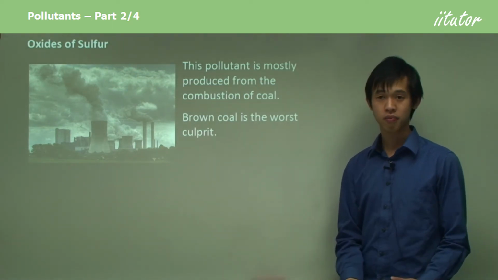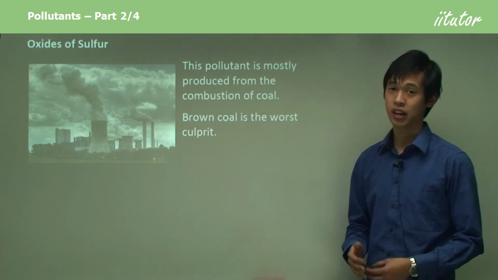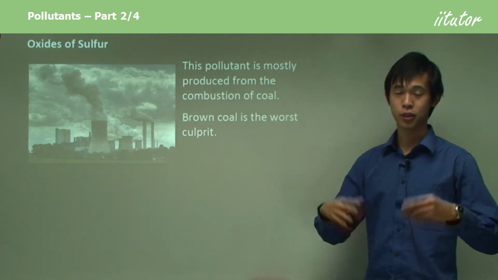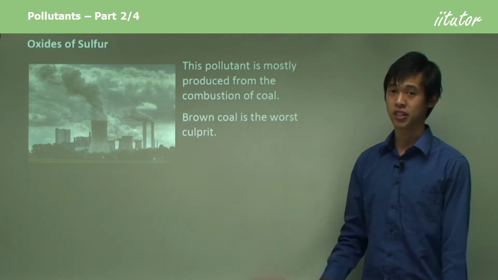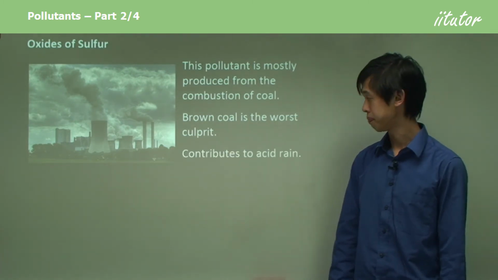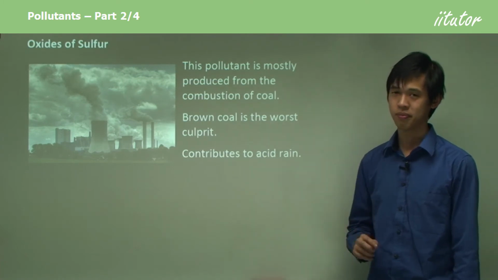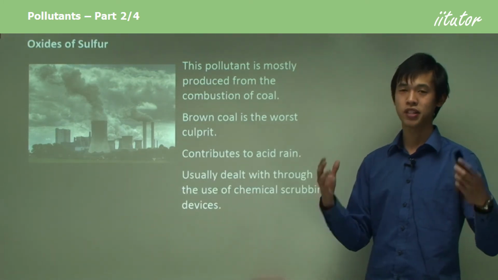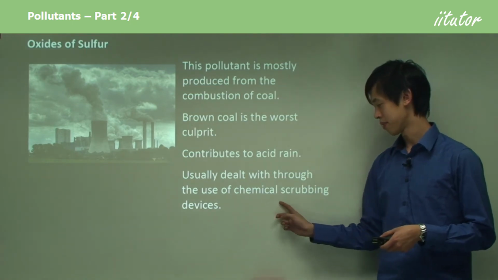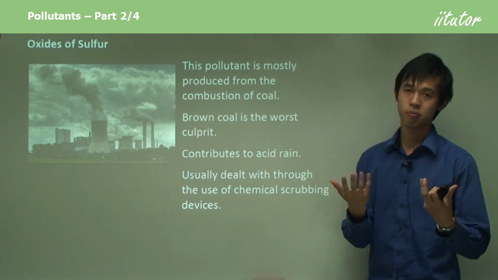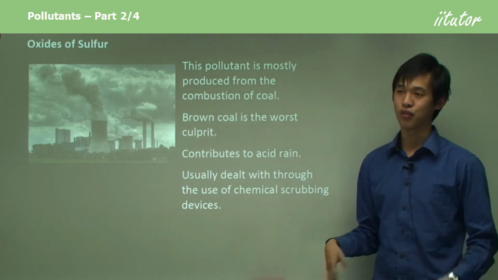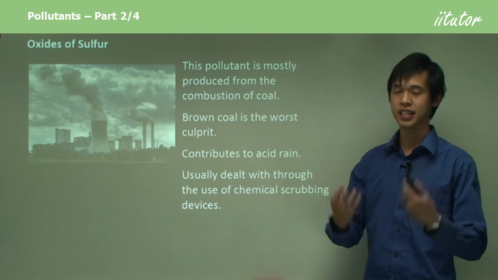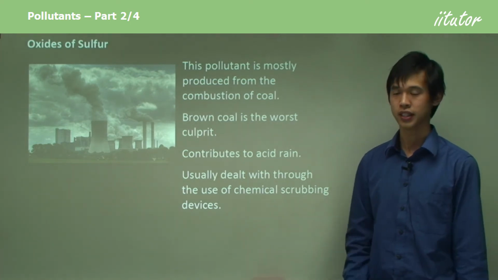In Victoria, they use a lot of brown coal, and so they really need to pay attention to their sulfur emissions. Otherwise, you could have situations like acid rain happening, which is bad because they contribute to acid rain. So what we usually do is deal with them by scrubbing the exhaust in the cooling tower of your power generation plant. We scrub it with chemicals, and then that takes out all the sulfur, which works quite effectively.